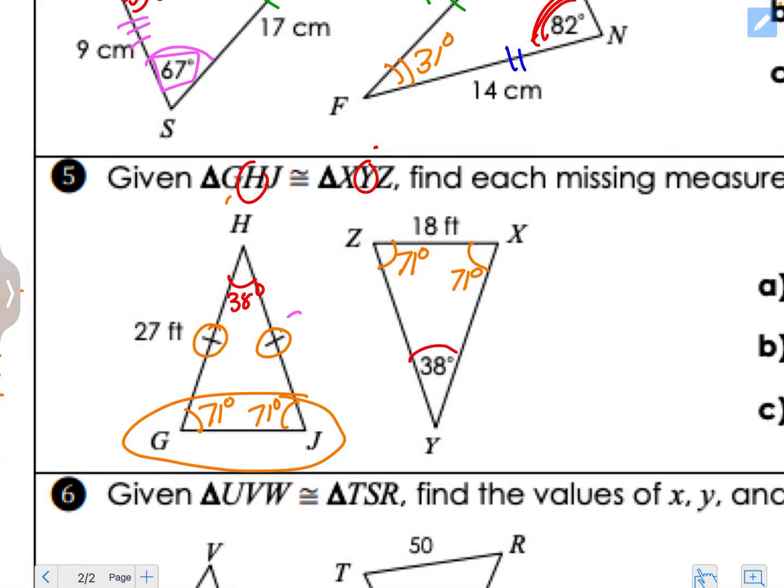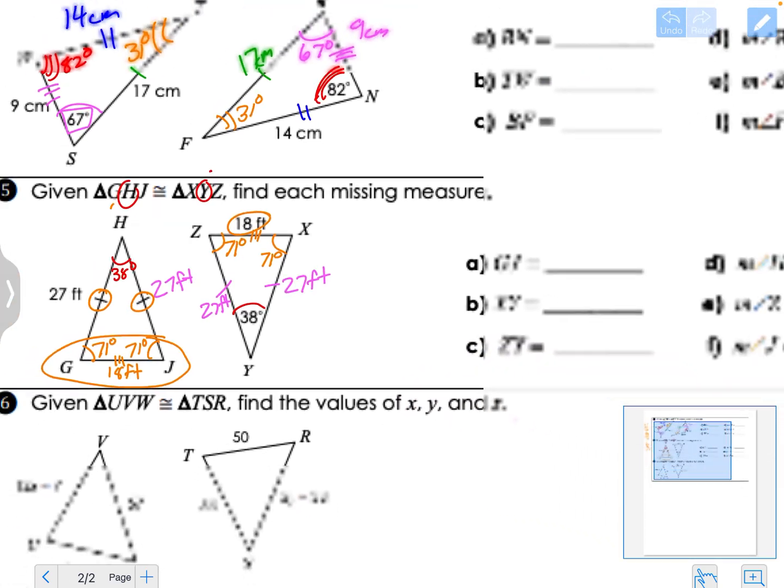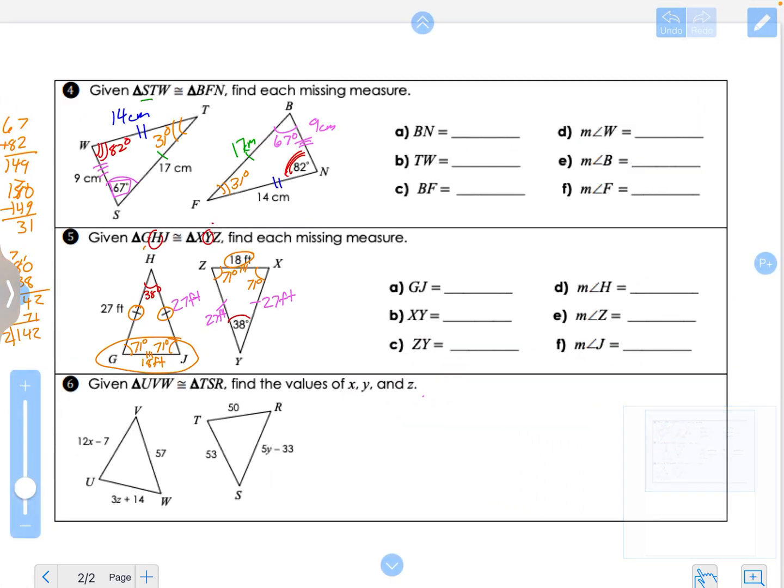I also know that my long sides are 27 feet, 27 feet, and 27 feet. And then I know that my base side is 18 feet, and so this is 18 feet. So go ahead and fill in the information to the right based on the information of our triangles.